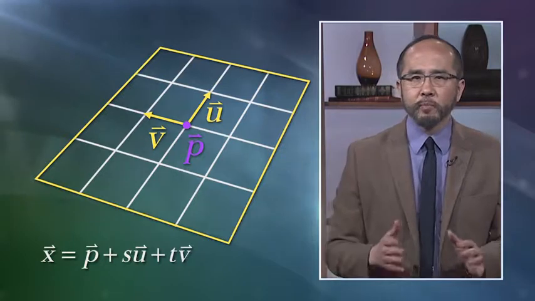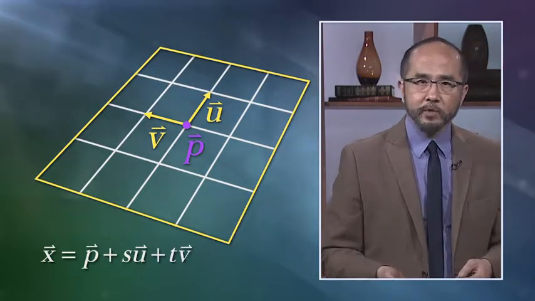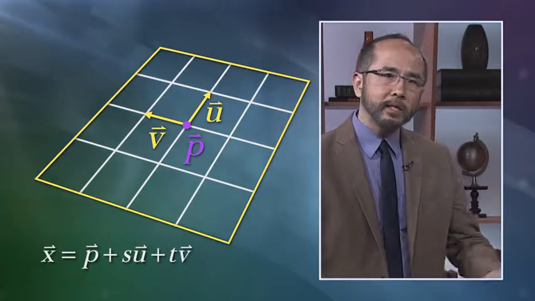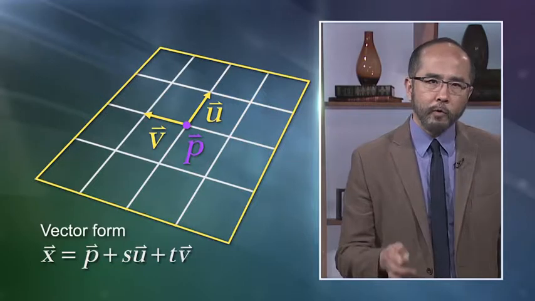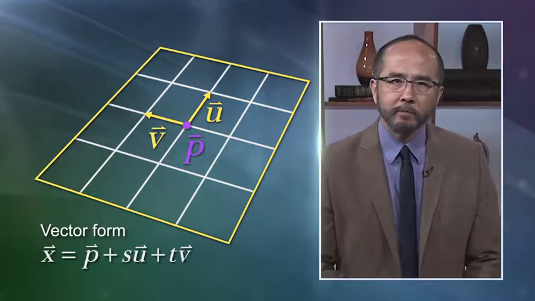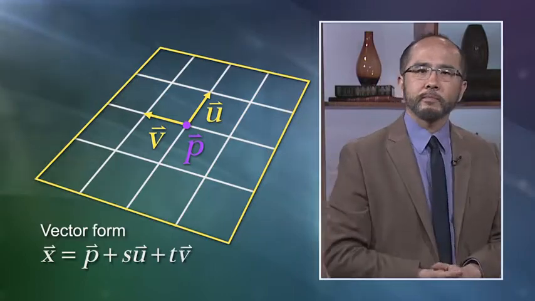Then any point on this plane must be of the form P plus s times u plus t times v, where s and t are real numbers. And this gives the vector form of the equation of a plane. All you need is a point and two directions. Now, if you want to write out the equation in components, you will get the parametric form of the equation of a plane. Let's do an example.